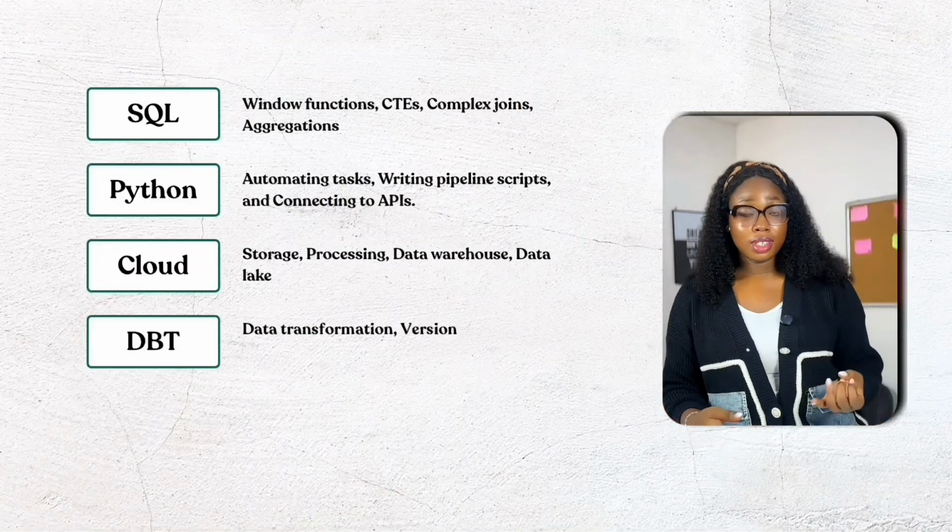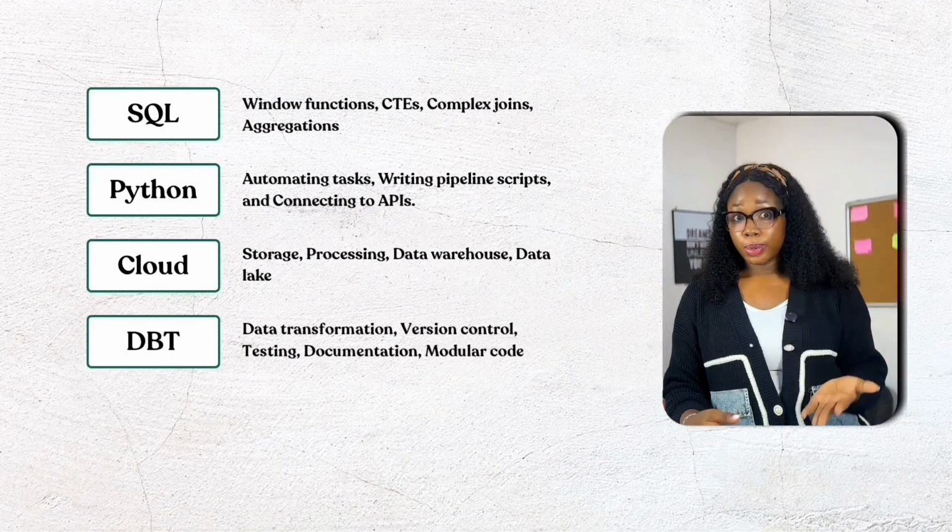So before dbt, if you want to transform data into something clean and usable, you're going to write an SQL script, save it somewhere, and hope that someone doesn't manually change it. Now, there was no version control, no documentation, no testing, no structure. It was all messy. Now, dbt brought software engineering discipline into data transformation. Version control, testing, documentation, modular code. Now, these are things software engineering has been doing for years. So, dbt brought it into data.